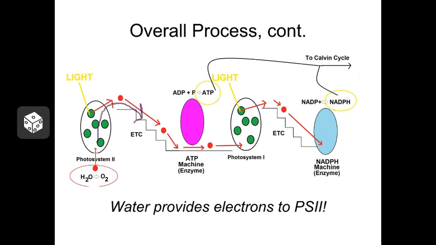Well, that's where water comes in. Water is going to be broken down, it will be stripped of some of its electrons, and those will be placed in photosystem 2 to replenish it. The byproduct of that is going to be O2 or oxygen gas.